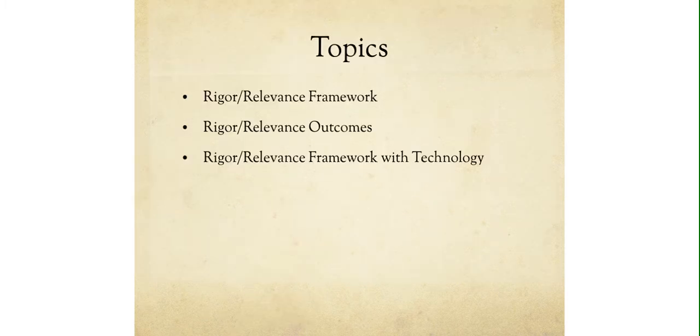The topics discussed in this video are going to be the rigor and relevance framework, so an overview of the information, rigor and relevance outcomes, what that looks like after we put the framework into a lesson, and then finally the rigor and relevance framework with technology. How can we take a lesson used in a classroom every day and add technology to it and not make it watered down but give it more of a push? How can we invoke student thinking with technology?